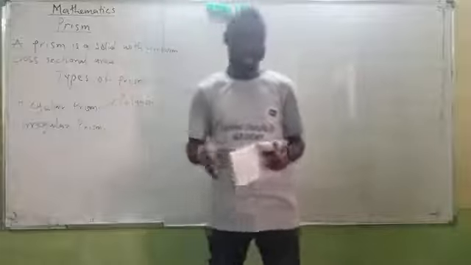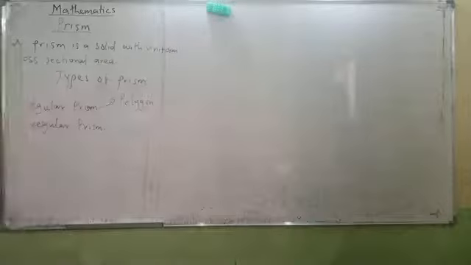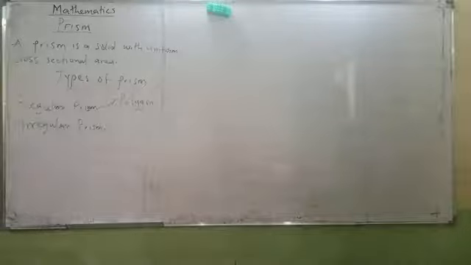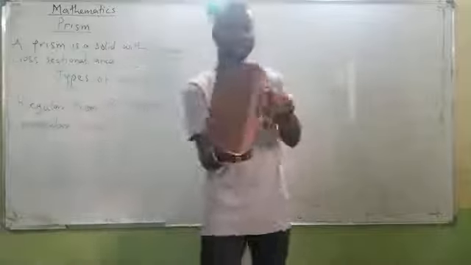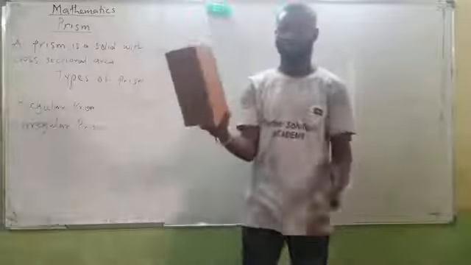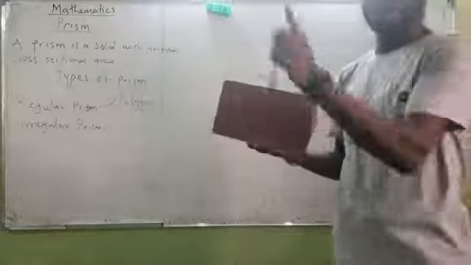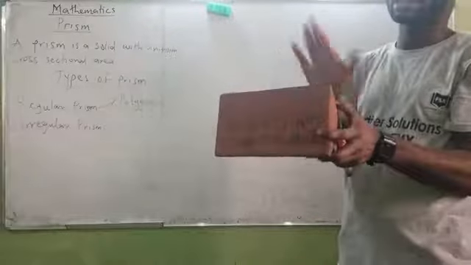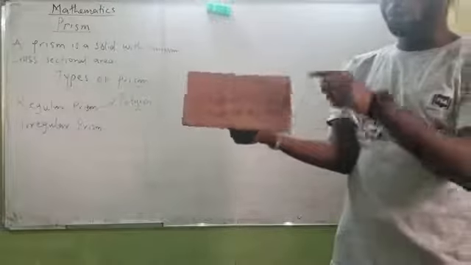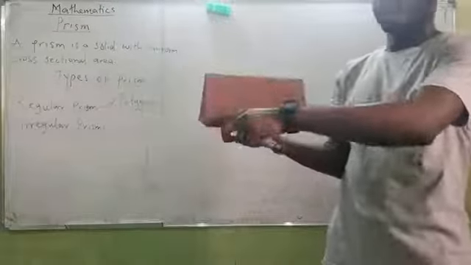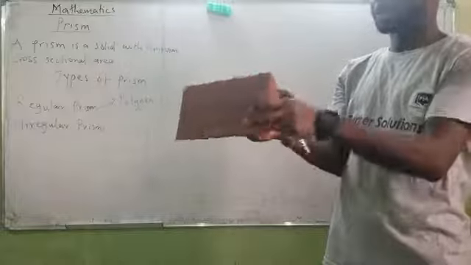A pyramid has a point. Let me quickly show you something. This is a very good example of a triangular pyramid. Can you see that? In terms of a pyramid, we talk about vertices; it will have a point. But in terms of a prism, this is not so. We are talking about edges here.